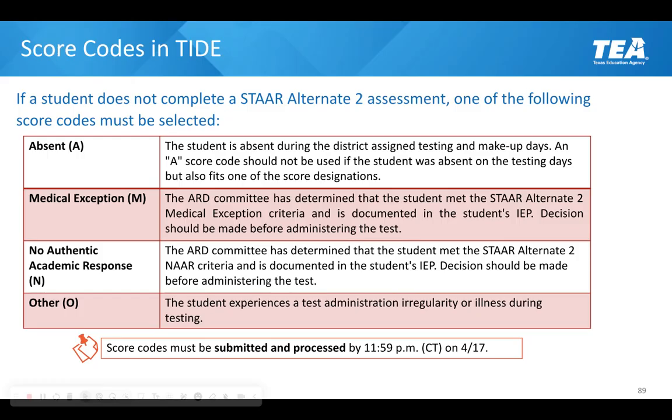If a student does not complete testing, a score code must be selected. A student might be marked as absent, medical exception, NAR, or other. NAR is determined in the ARD, and any student that has been determined NAR in the ARD must let the coordinator know that they need to add that score code to the student's record. And medical exemption and NAR decisions must be made before testing and documented in the IEP.